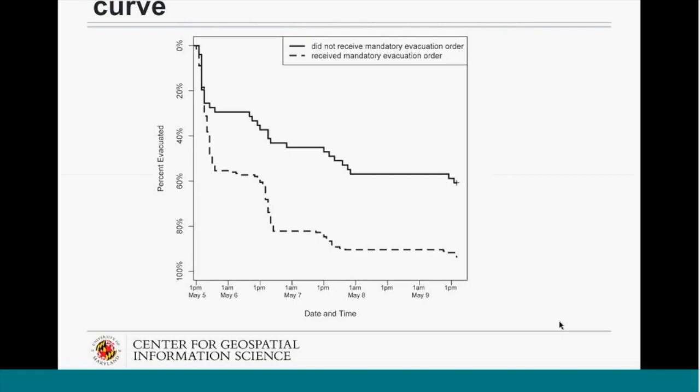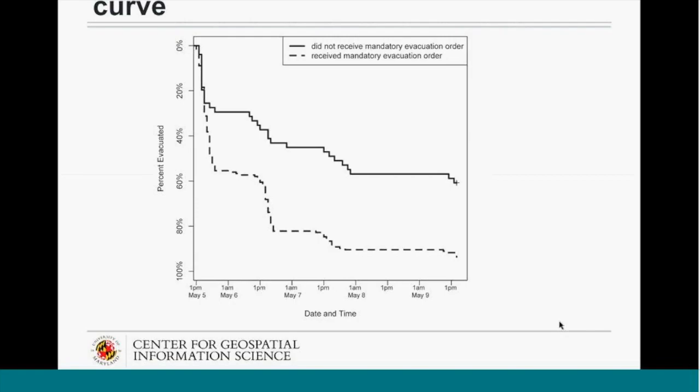So bottom line is that even if you don't receive a mandatory evacuation order, you may still decide to leave. And sometimes if you do receive one, you still don't leave because, truth be told, there is no such thing as a mandatory evacuation. Yeah. They can tell you to leave, but they can't force you from your house.